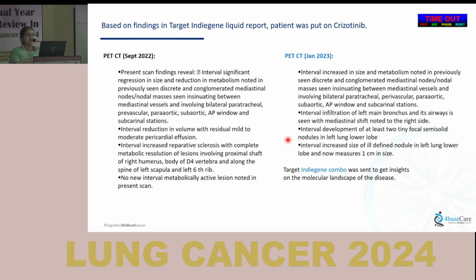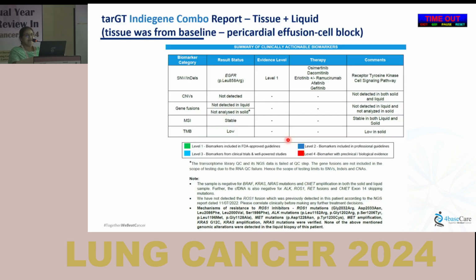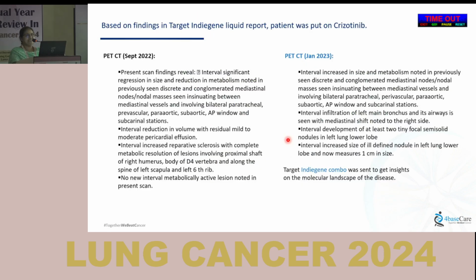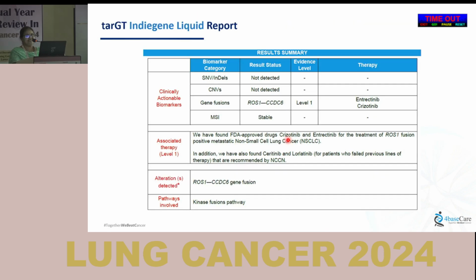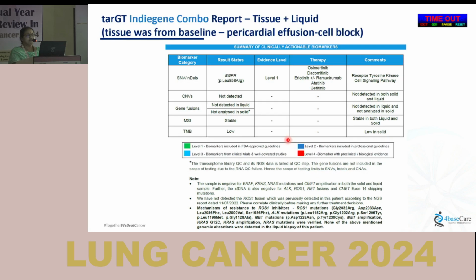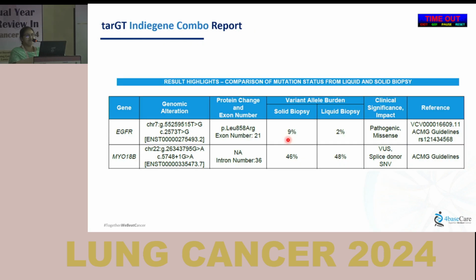6 months later, there was a complete remission of that lesion, and after 2 months more than that, she slowly started developing more in the mediastinum, and then the doctor this time decided to go for a combo. I just wanted to bring out here that when they did the combo, we found an L858R. Previously, it was a ROS1 fusion, and so this particular L858R was present in both tissue and liquid biopsy.